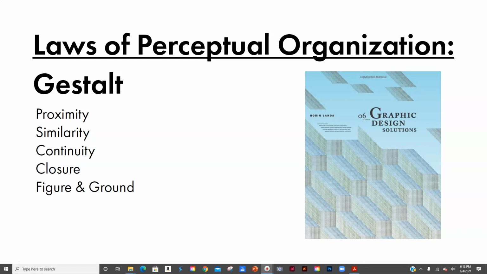This content is a summary of page 29 in Graphic Design Solutions, 6th edition by Landa.